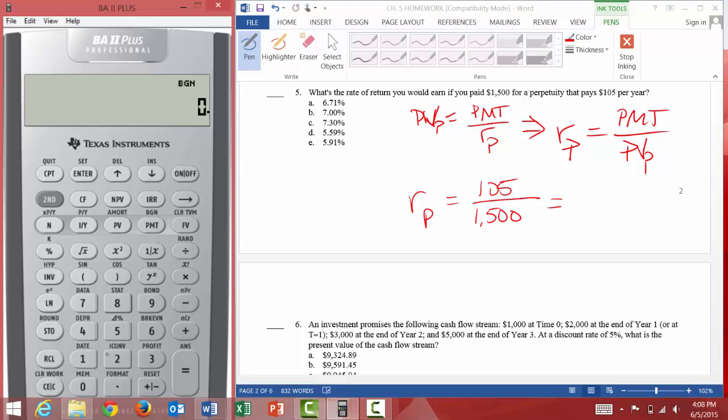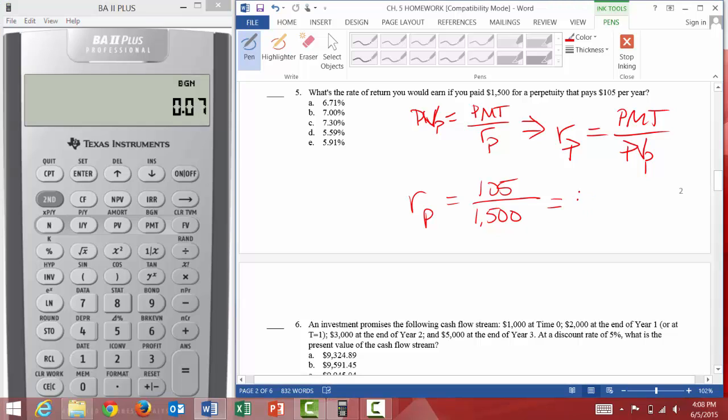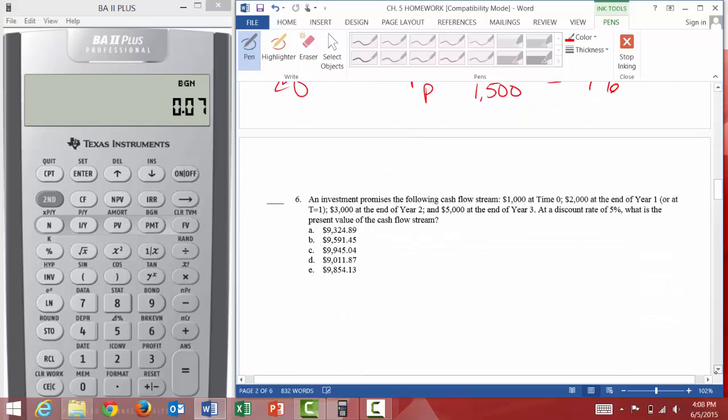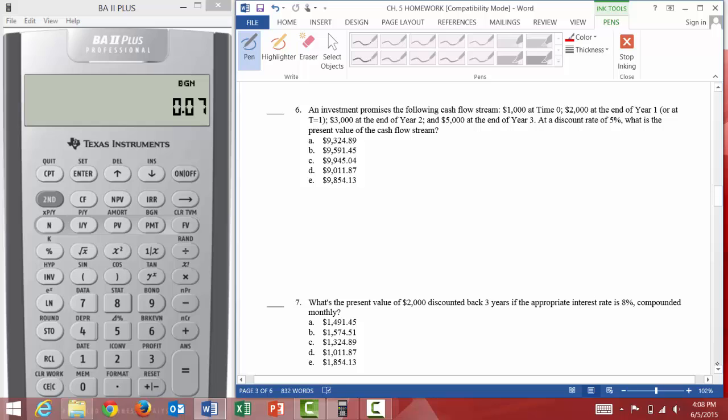So 105 divided by 1,500 equals 7%. And so that's answer B. So you can see this one, we don't use the financial calculator, we just use an equation. It's simple that way. And then let's look at number 6.